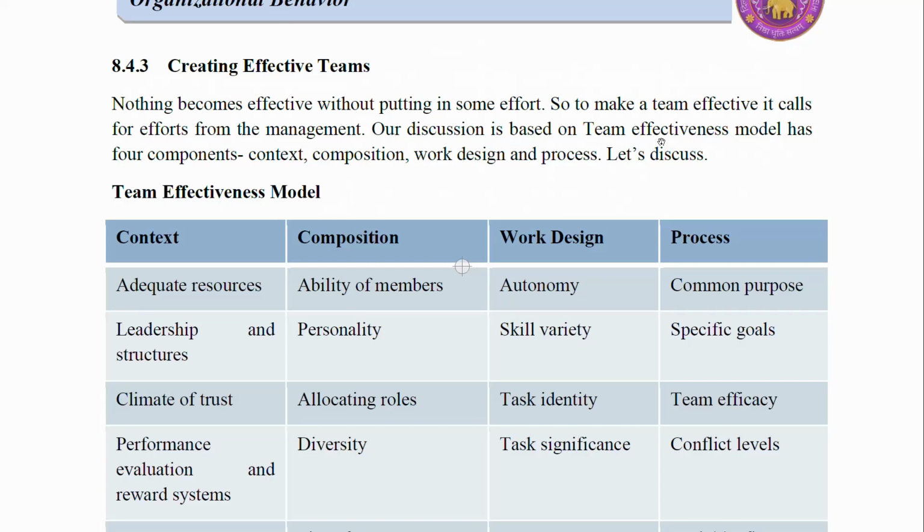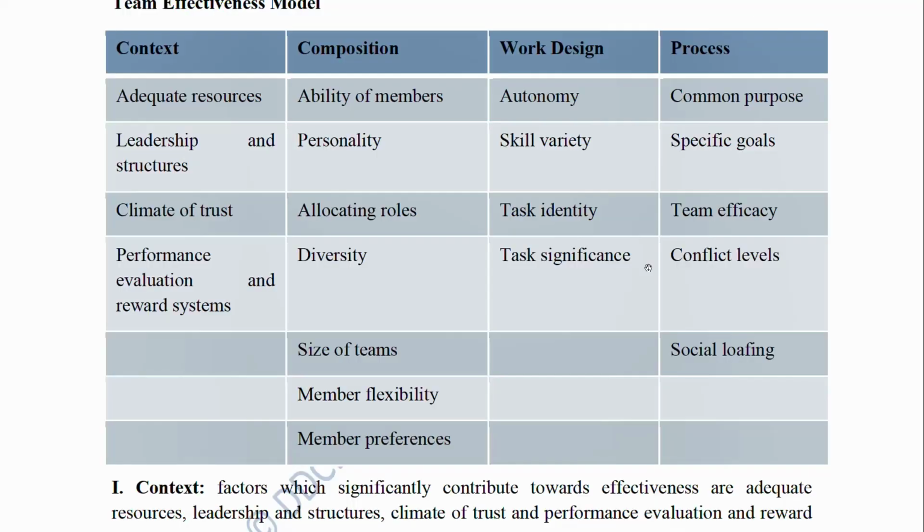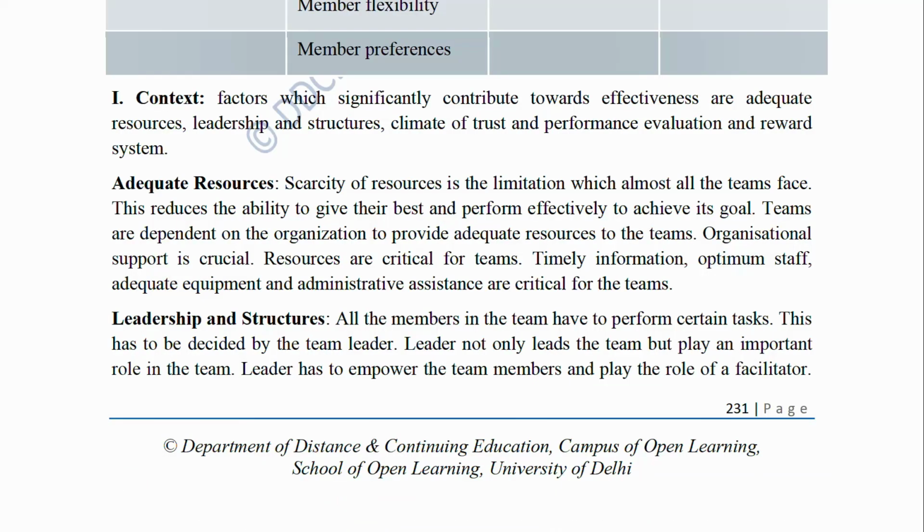Let's discuss the team effectiveness model. The following table shows context, composition, work design, and process components. First, context. Factors which significantly contribute towards effectiveness are adequate resources, leadership and structures, climate of trust, and performance evaluation and reward system.